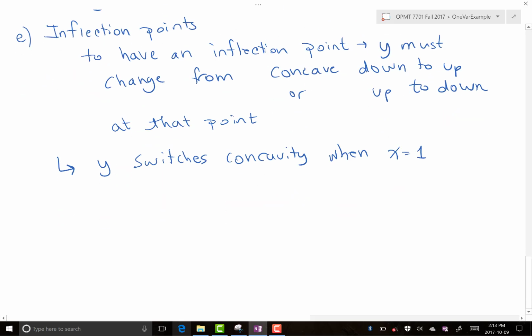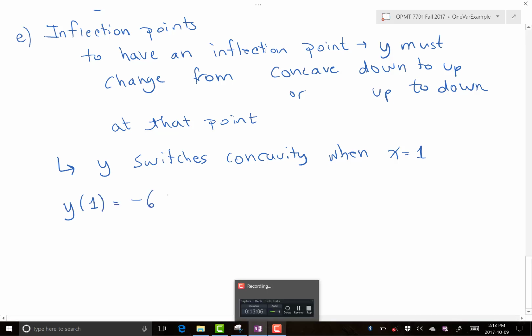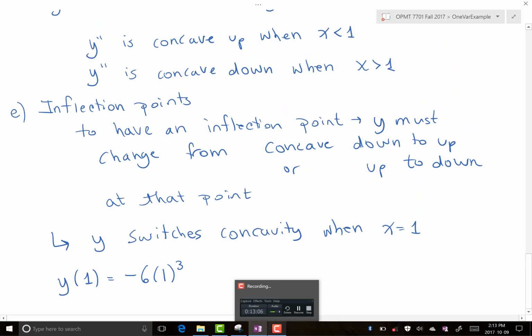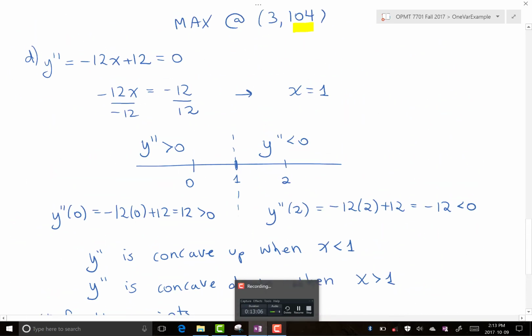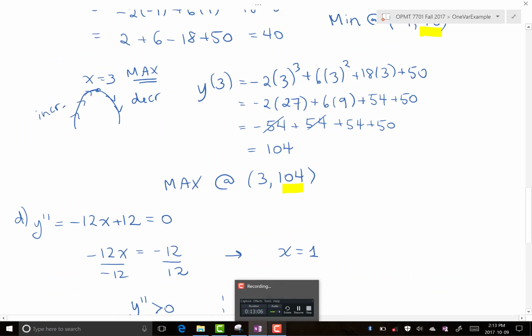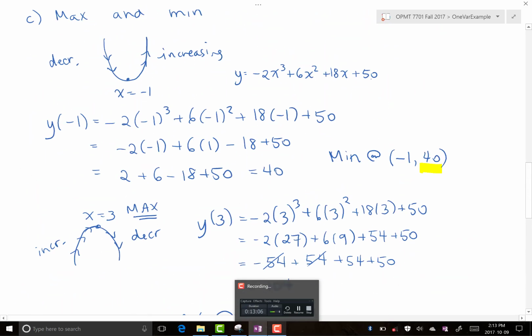Now if they ask for the coordinates or the point, then we need to go plug 1 into the original expression for y. So again, it's that, going back here, minus this guy here. Let's go copy that again.